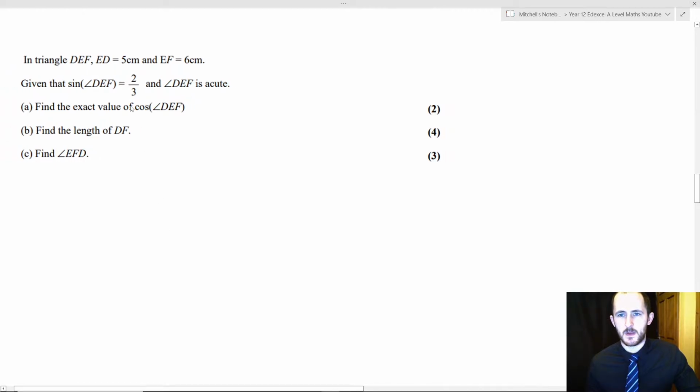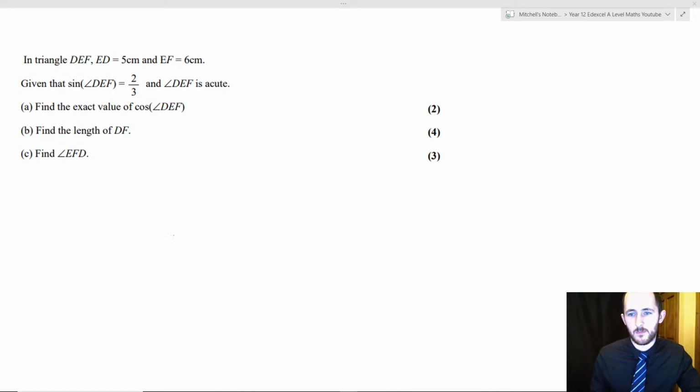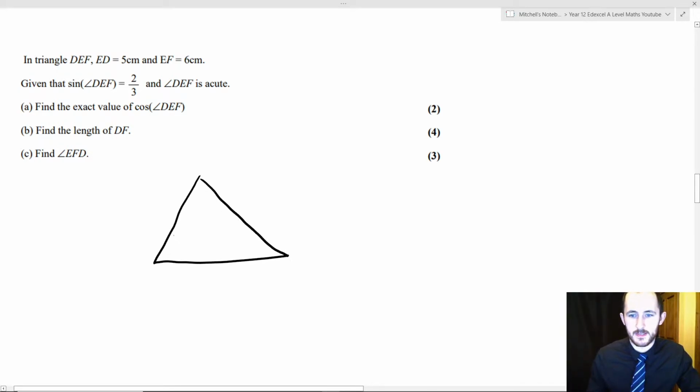So here is where something gets a bit more interesting, okay? So they give us a bunch of letters and numbers. If you notice, they don't tend to give you the actual triangle. So in triangle DEF, so let's just draw out a relatively big triangle and just call it DEF. Again, I don't actually know what it looks like, but it's a good model. ED is 5 centimeters, so let's do that. EF is 6 centimeters.